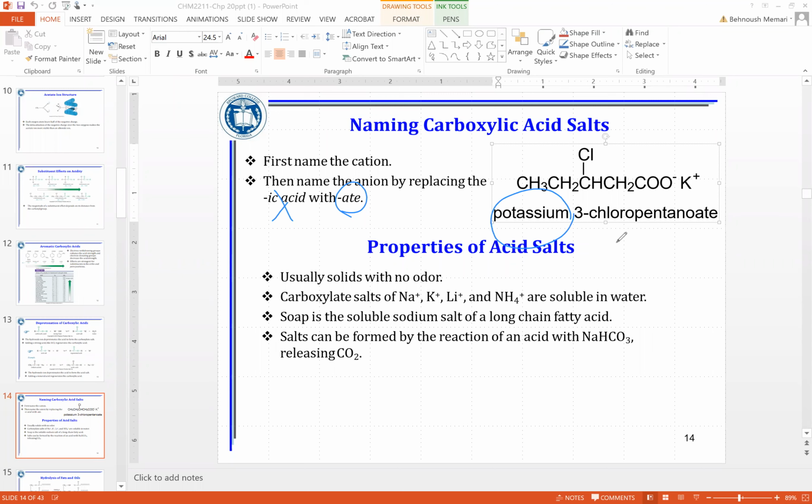Some properties of the acid: they can form salt with sodium hydroxide, potassium hydroxide, or lithium hydroxide. And the salts of those are soluble in water. So basically, soap is the soluble sodium salt of a long chain fatty acid. So when the salt forms, it acts as a bridge between the oil and the water.